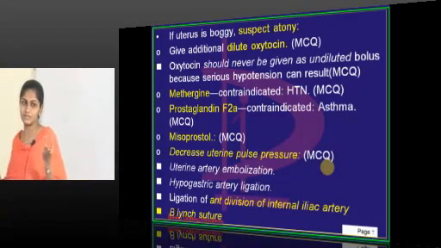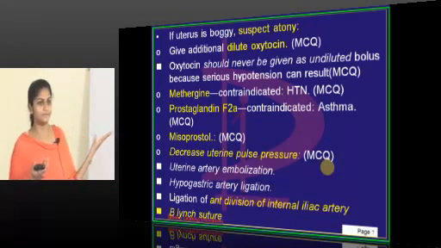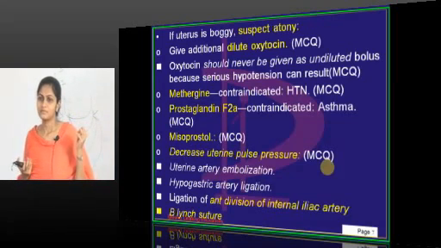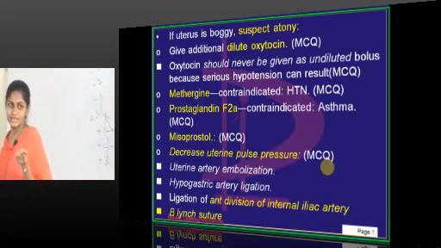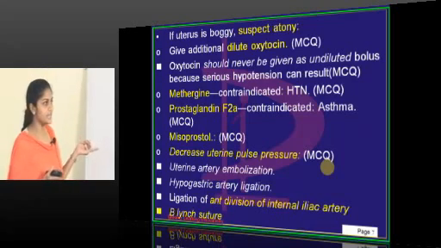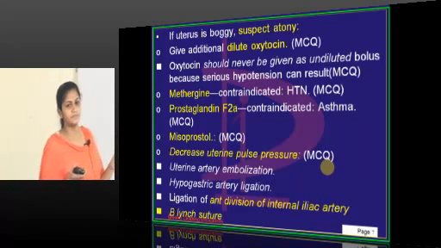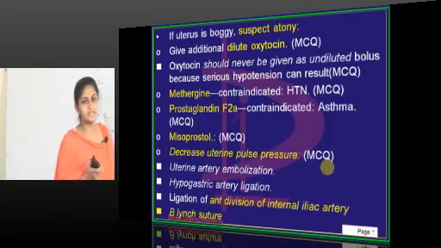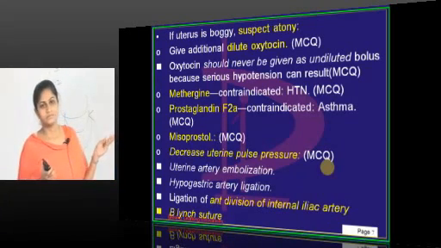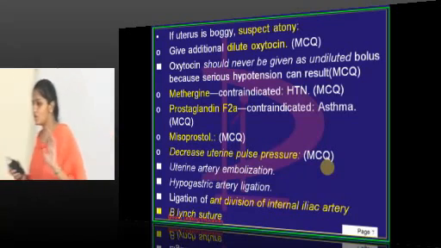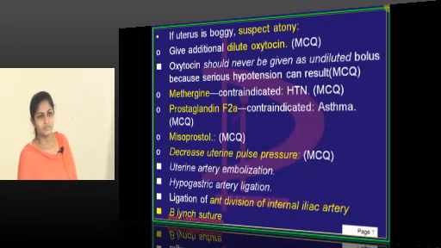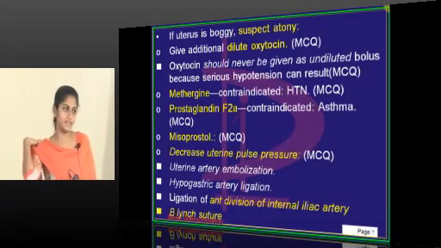One more very important situation where methergine is contraindicated, very frequently asked. Rh negative pregnancy. In Rh negative pregnancy, methergine is contraindicated. So what are all the contraindications for methergine? Preeclampsia, eclampsia, after delivery of the first baby, and Rh negative pregnancy. These are the contraindications, and one more. I will tell you in the next slide.